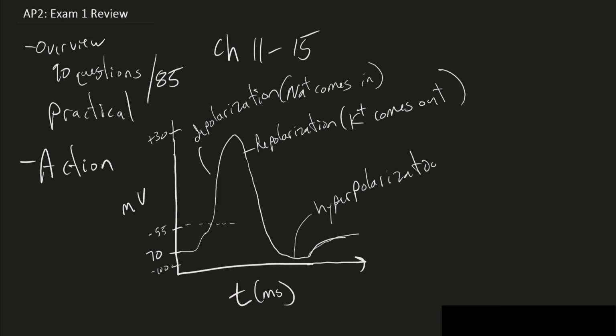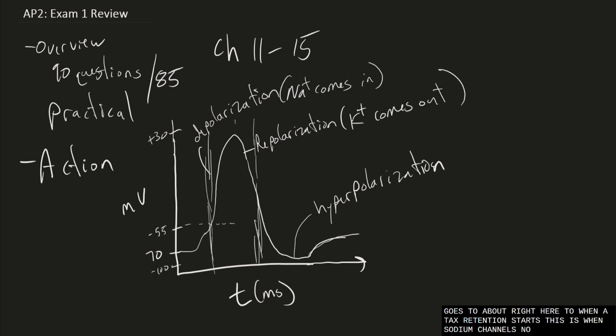Make sure you understand the different parts here. Then you have your two refractory periods as well. You have the absolute refractory period. This goes to about right here, to when that action potential starts. This is when sodium channels no longer work. Then you have the relative refractory period, which is the time until it reaches back to that resting membrane potential again. It can fire again in this region, but it's going to take a strong stimulus for it to do so. So make sure you understand these different terms.